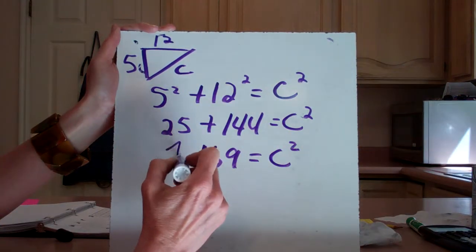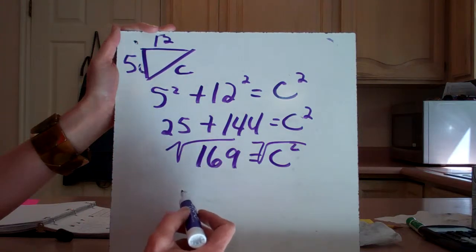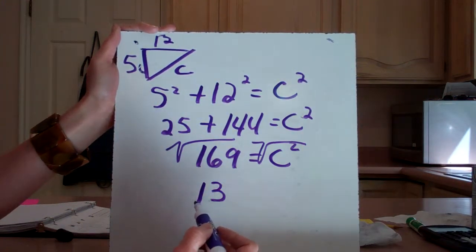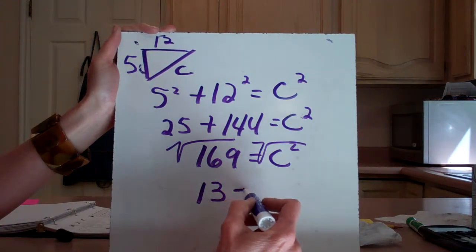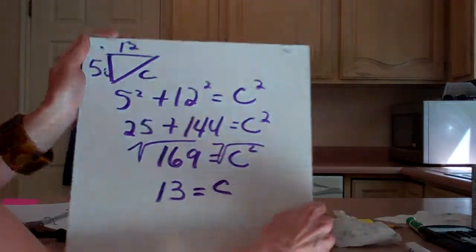So we'll take the square root of both sides in order to get c by itself. 169, the square root of 169 is 13. We'll show you how to get the square root on your calculator in another post. So 13 equals c. Number 3.